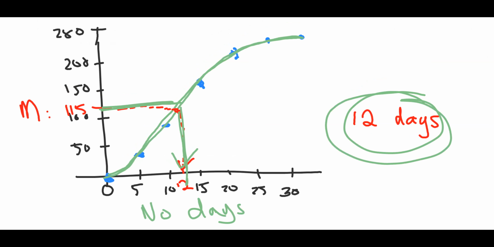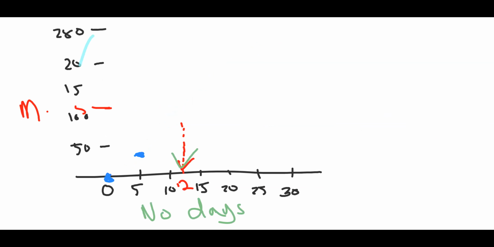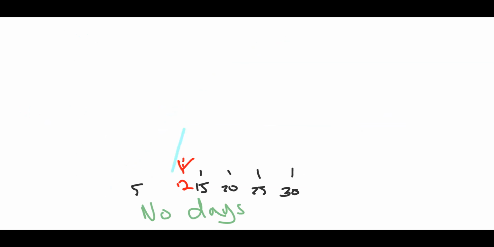So it's 12 days. What do you guys get on your graph? Do you also get 12 days, or do you get 13 days? Or 14 days perhaps? Is it somewhere close? 12. You also get 12. Cool. So I didn't do too badly, even though my graph looks so ugly.